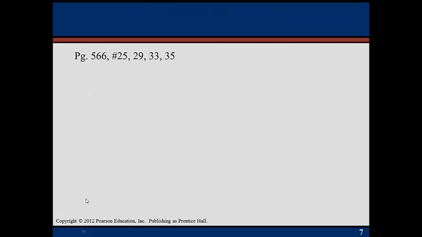So in our books on page 566, we're going to start by looking at number 25. It says simplify each expression by combining like terms. So number 25, we have 3x plus 5x. Well, these are like terms, which means we're going to keep the x and we're going to add the coefficients together. So 3 plus 5 is 8. So our final answer is going to be 8x.